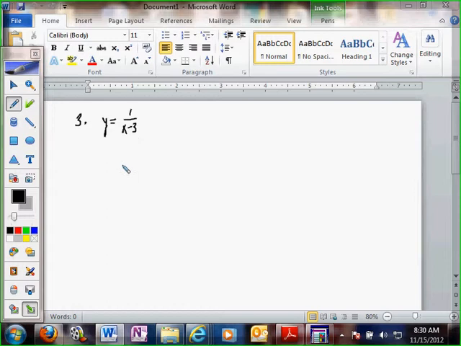One over x minus 3. So I'm going to go through the steps. It says if possible factor top and bottom. Nothing factors top and bottom.